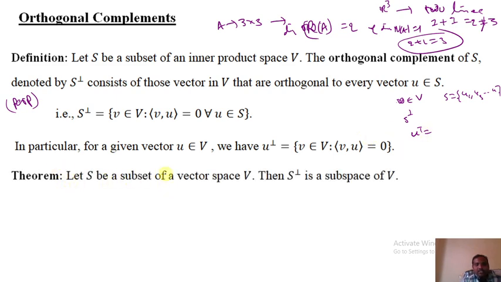One theorem. Let S be a subset of a vector space V. We already know this is a subset. Not only a subset, S perp is a subspace of V. You know subspace means you have to satisfy vector addition and scalar multiplication. Clearly 0 belongs to S perp. Why? Because it's the 0 vector.